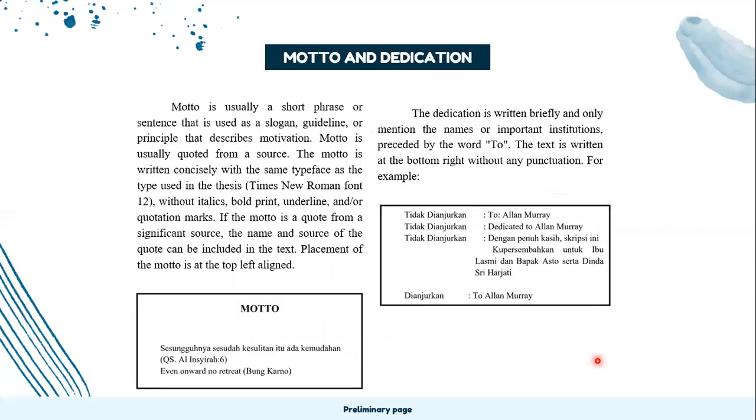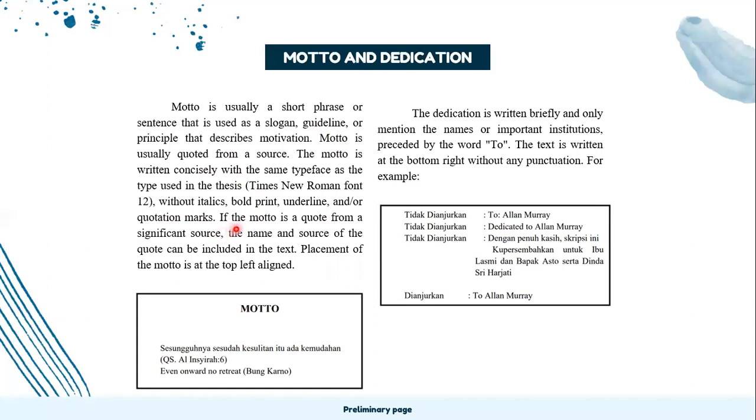The next part is about motto and dedication. Motto is usually a short phrase or sentence that is used as a slogan, guideline, or principle that describes motivation. Motto is usually quoted from a source. The motto is written concisely with the same typeface as the type used in the thesis. Usually use Times New Roman font 12, without italics, bold print, underline, and or quotation marks.